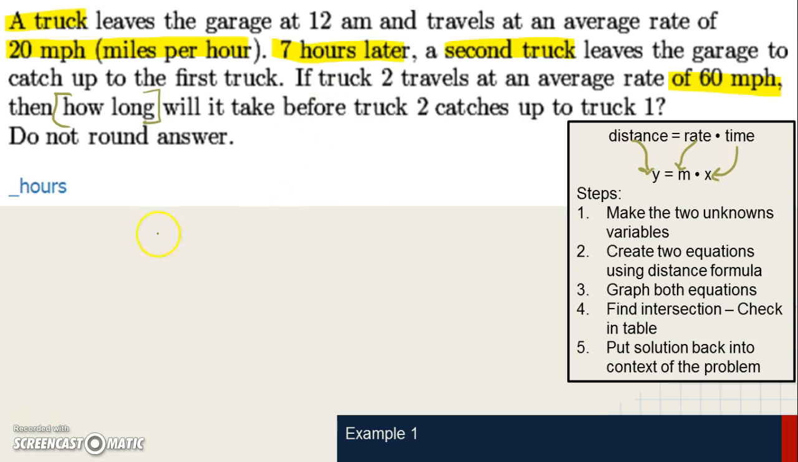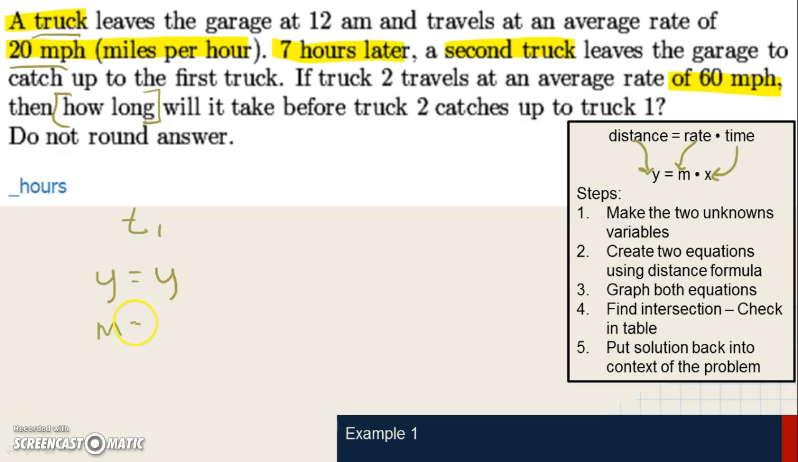So let's go ahead and make the first equation for truck 1. And I'm going to use this color. These are the things that we know about truck 1. So truck 1's equation. What is the distance? We don't know what the distance is exactly, but we know that it's gone the same exact distance as truck 2 because they've caught up to each other. That means that they're at the same distance.